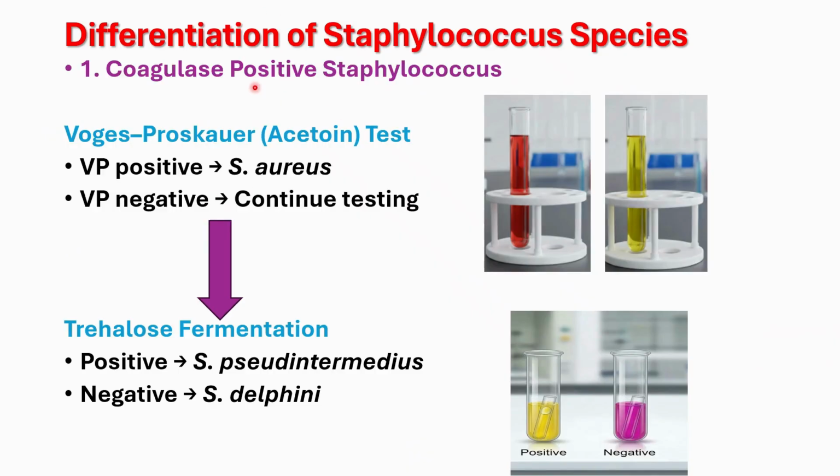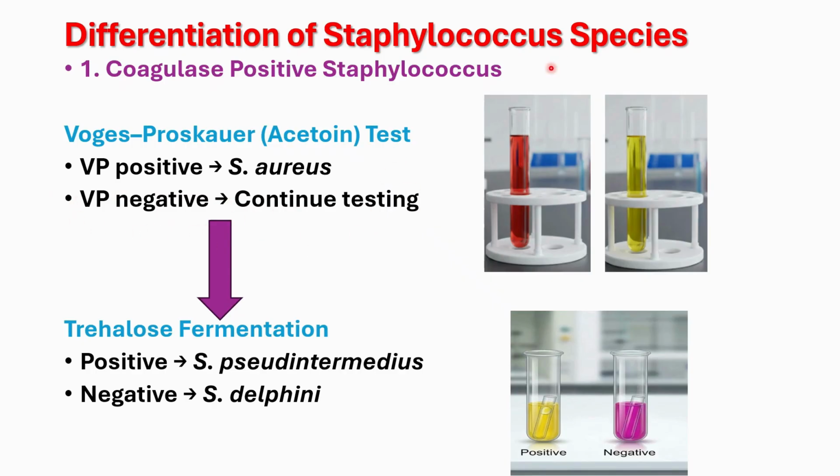The next test we will conduct in the beta hemolytic Staphylococcus species is the VP test, or acetoin test, which detects the production of acetoin. A positive VP test, indicated by a red color change, suggests the presence of Staphylococcus aureus, and for VP negative we need to continue testing with additional biochemical assays to differentiate other coagulase positive species. So if a bacterium is coagulase positive, beta hemolytic, and VP test positive, it will be Staph aureus. If it is VP negative, we have to continue testing.